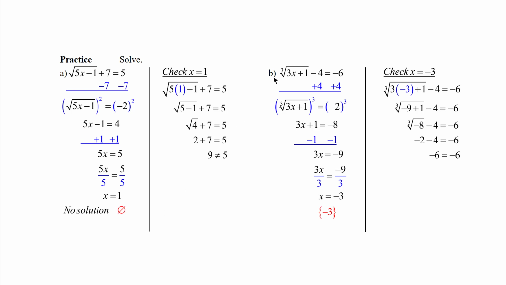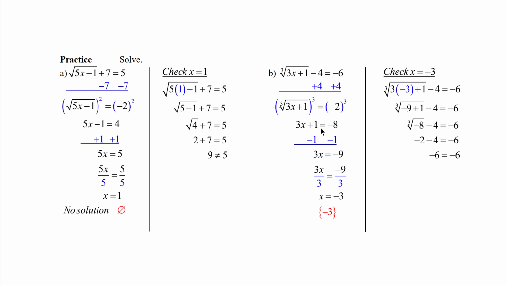For part B, again we need to isolate the radical on one side of the equation, so I added 4 to both sides of the equation. The result is the cube root of 3x plus 1 equals negative 2. Next, we get rid of the radical by taking the cube of both sides of the equation. The result is 3x plus 1 equals negative 8.